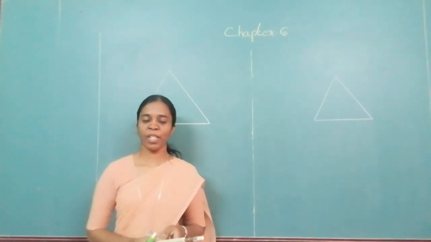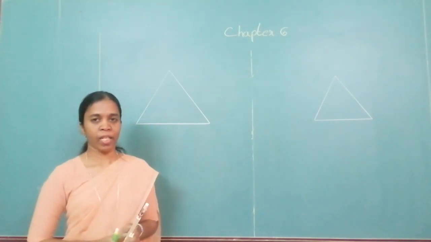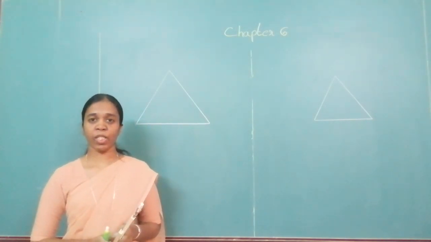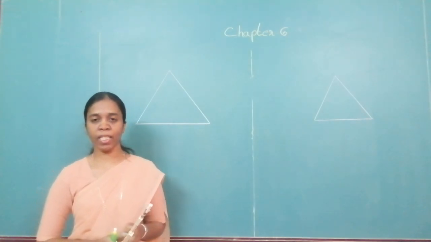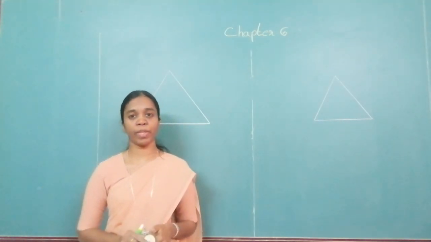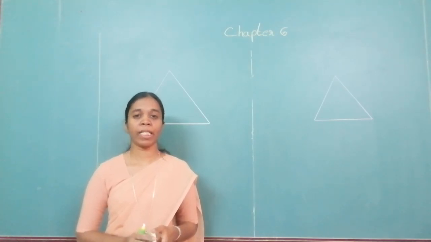Okay, good morning children. We shall continue with chapter 6, Circle. Now we have two types of constructions over here, that is constructing the incircle and the circumcircle. Remember, you have done it in 7th standard.